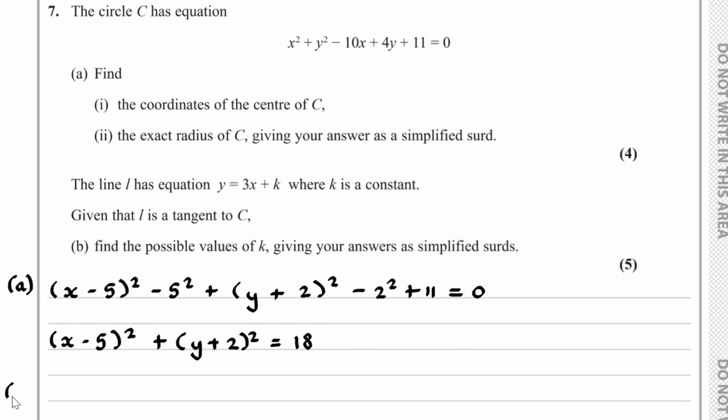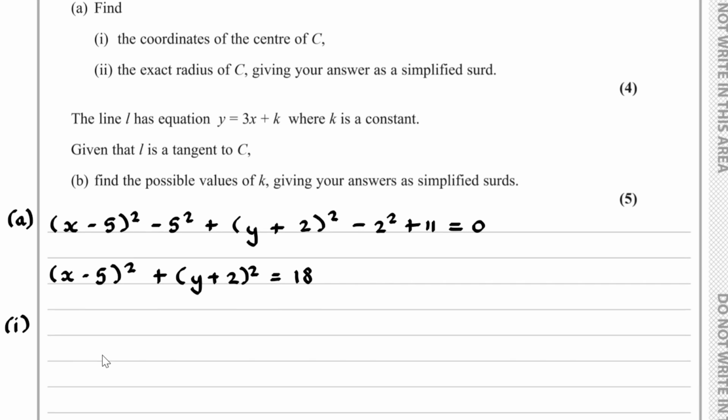And so therefore, you can see the centre would have coordinates (5, minus 2), and the radius is equal to the square root of 18, which is 3 root 2.